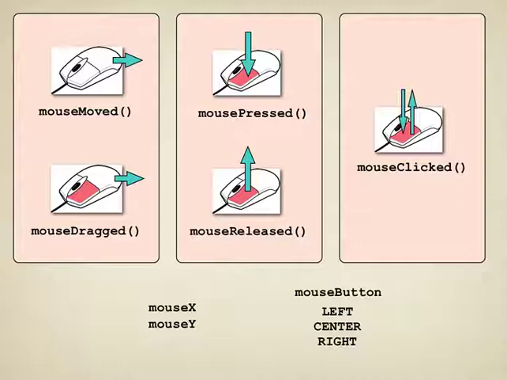In the middle, we have mouse pressed and mouse released. Those are the routines that get called when a button is pressed or comes up. And the global variable mouse button holds one of 3 special values, left, center, or right, indicating which button just went down or just came up. On the right, we have the oddball routine mouse clicked, and that is called when a button is let up if the mouse has not moved since the button was pressed.